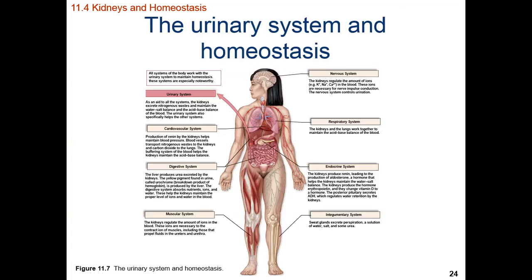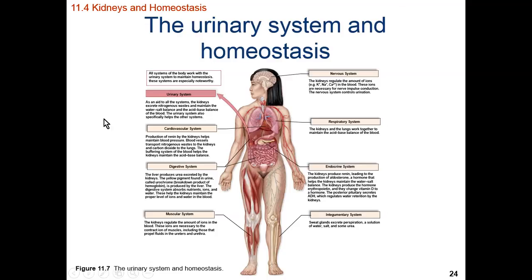Let's talk about the urinary system and homeostasis. Homeostasis, to review or refresh, is maintaining a relatively constant internal environment, even though the external environment our bodies are exposed to is changing constantly all the time. Our urinary system aids all other systems in homeostasis by maintaining blood chemistry. And by helping to maintain the blood chemistry, it will be able to help every system vicariously.